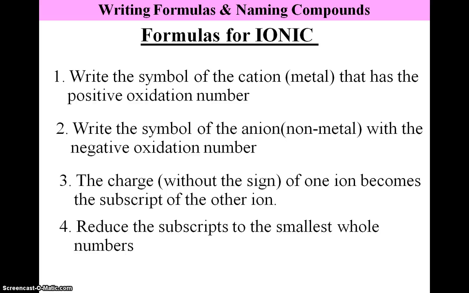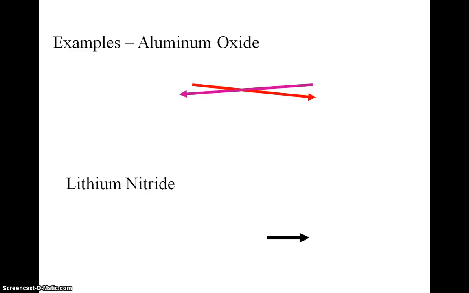Now, I'll give you an example of this. We always want to have the smallest whole number ratio. So you might have to reduce the number. Sometimes, as in the example I just showed, we don't have to reduce the number. We'll see an example here in a minute where you have to reduce. But let's just practice.